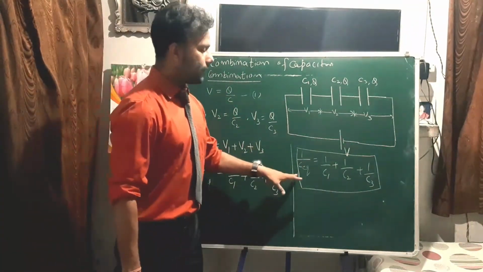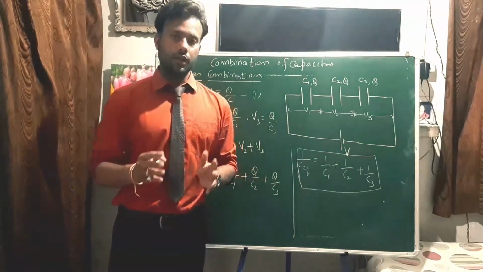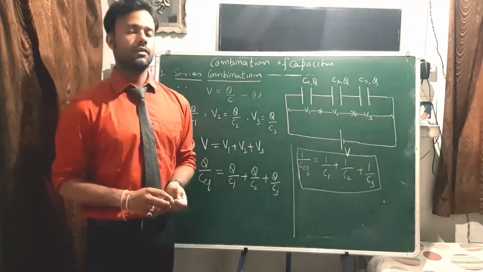So this is the formula where we can calculate the combination of capacitance in series. 1 upon C equals 1 upon C1 plus 1 upon C2 plus 1 upon C3.